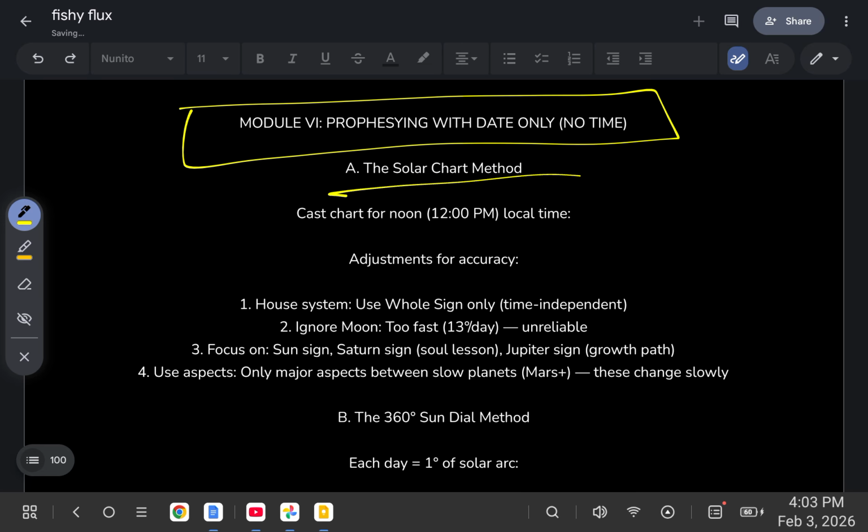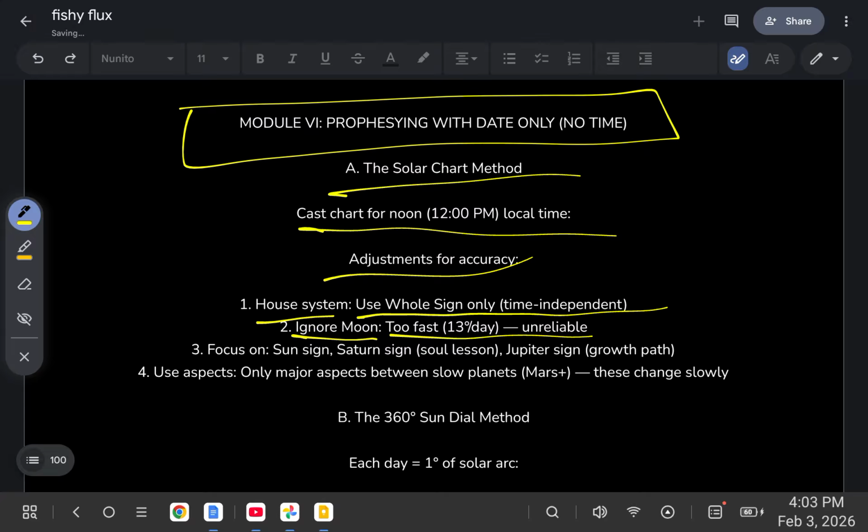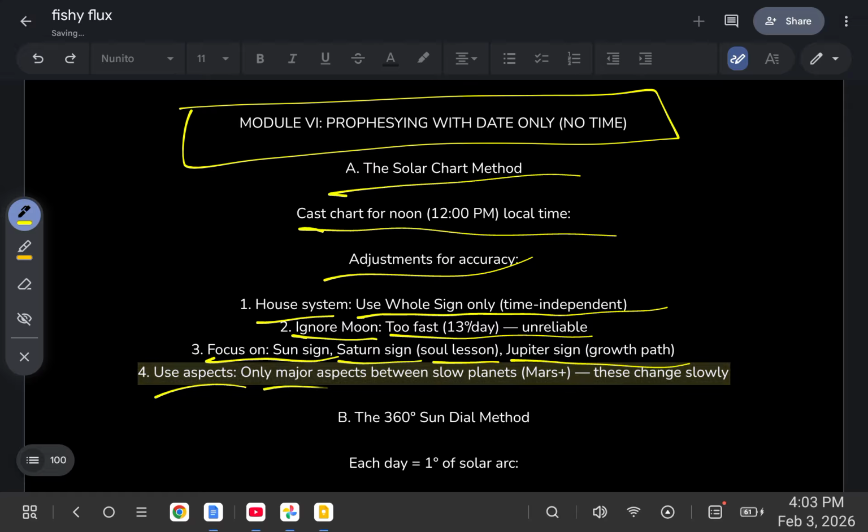First, we have the solar chart method, where we cast the chart for noon, essentially 12 o'clock on the dot, p.m. local time, and adjustments for accuracy include house system. We use whole sign only, time independent. We ignore the Moon. It's too fast, and it's 13 degrees a day, so it's unreliable. We focus on the Sun sign, Saturn sign, soul lesson, Jupiter sign, growth path, and we use only major aspects between slow planets, which change slowly.